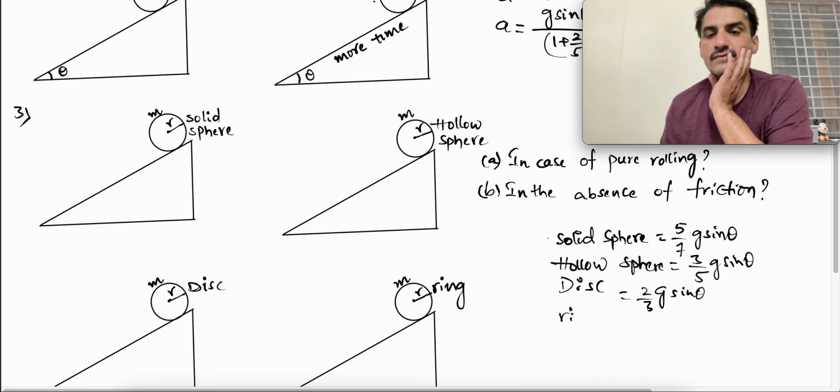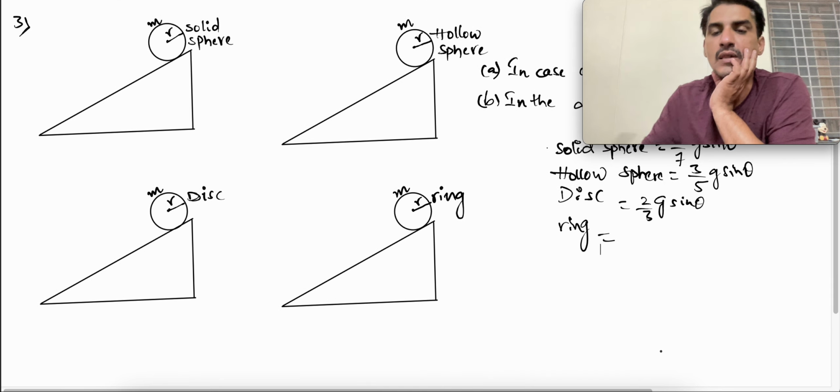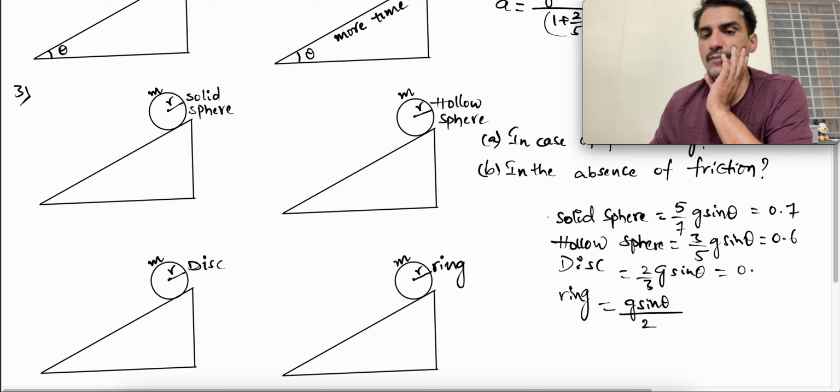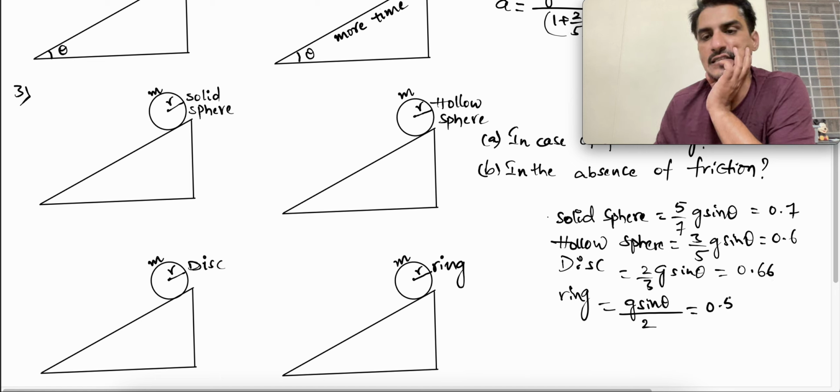And for the ring it is g sin theta by 1 plus 1. For the ring, beta value is 1, am I right? k square by r square value. So for the ring it is g sin theta divided by 2. Now let us write these values as approximations: 0.7 g sin theta, 0.6 g sin theta, 0.66 g sin theta, and here 0.5 g sin theta.